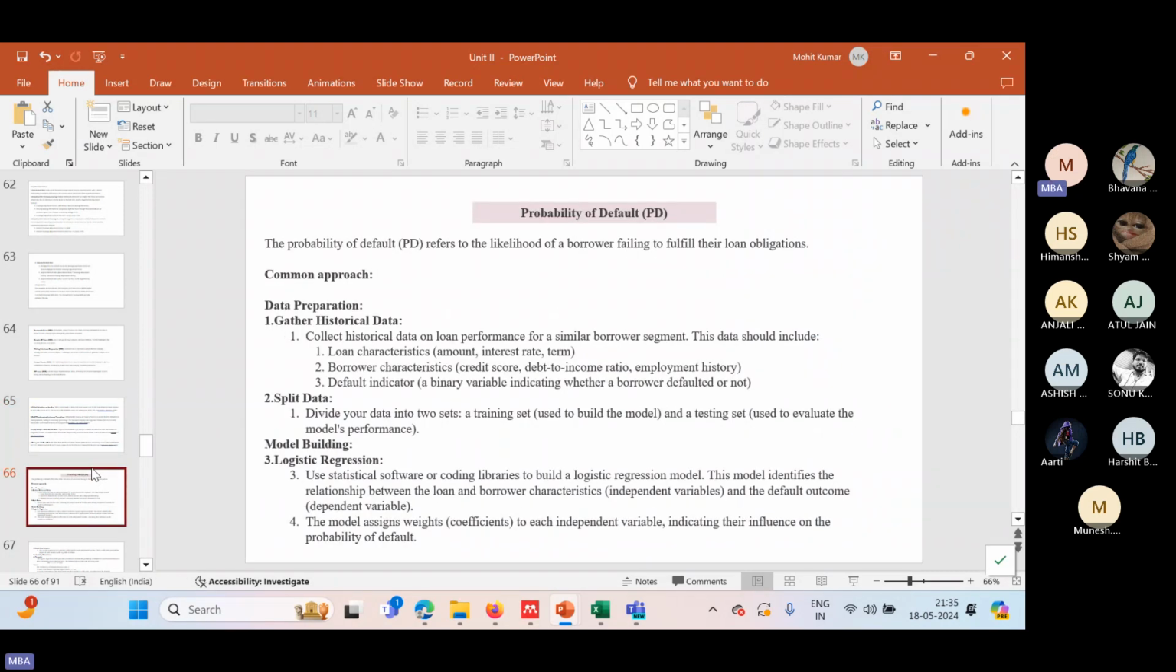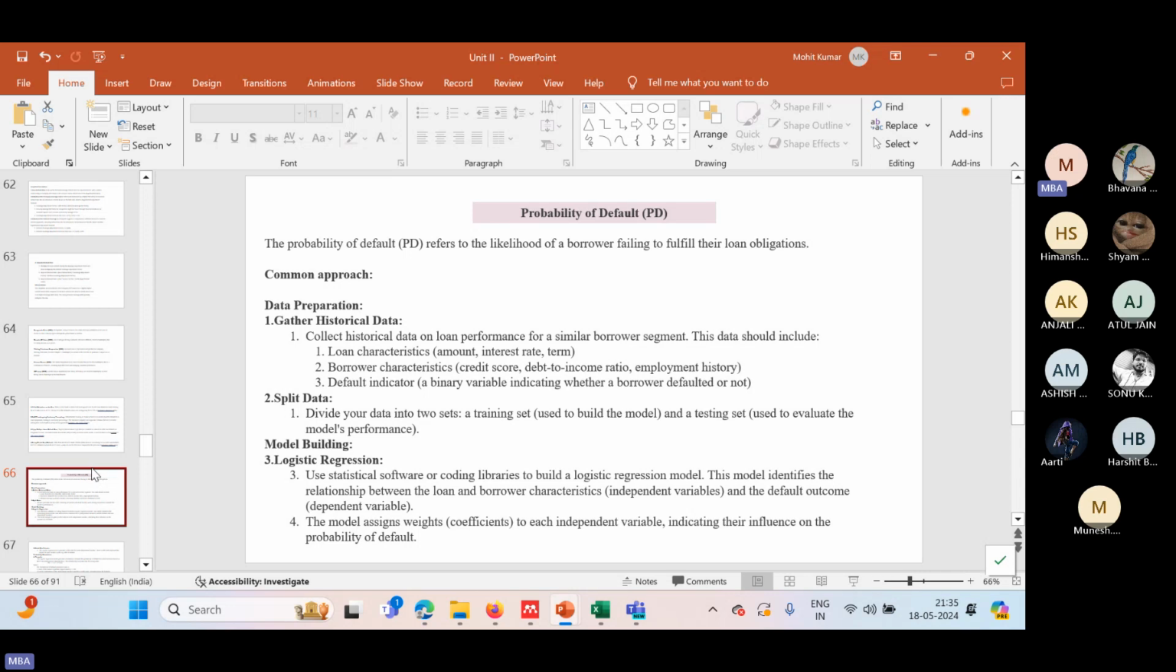Then probability of default. To calculate the probability of default, we went with certain steps. The first step was to gather the historical data. Second, you divide the data into two parts: the training set and the testing set. The training set is the data where you build the model. Once you have built this model, you go for the testing data and apply it, and that's how you calculate your default probability.